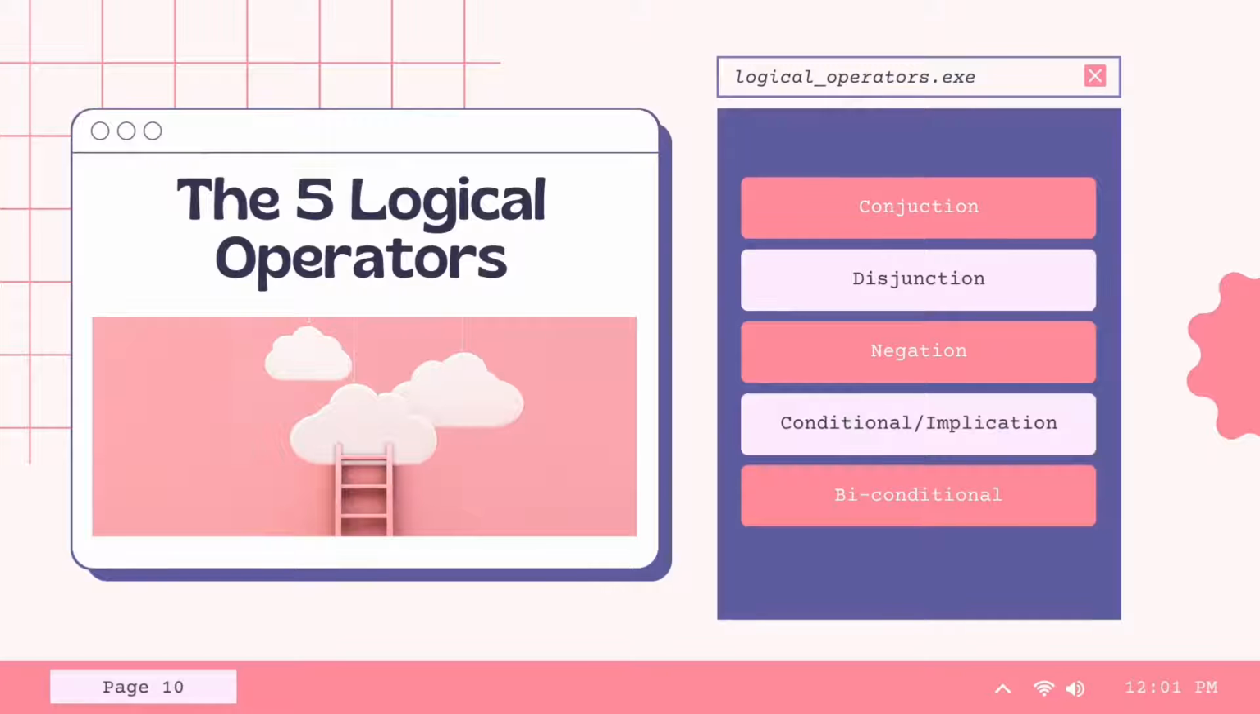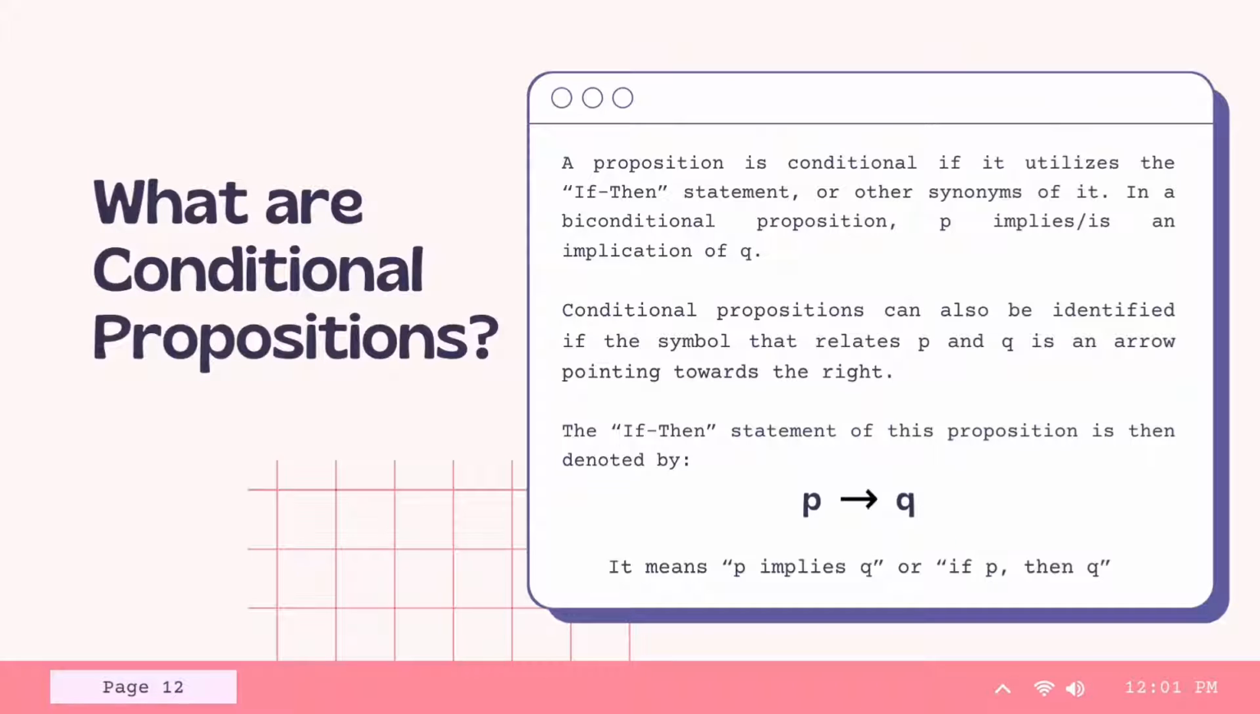While there are 5 logical operations under compound propositions, we will only be focusing on 2 of them today, which are conditional and biconditional propositions, like what we've mentioned earlier in the video. So what are conditional propositions? A proposition is conditional if it utilizes an if-then statement or other synonyms of it. In a conditional proposition, P implies or is an implication of Q.